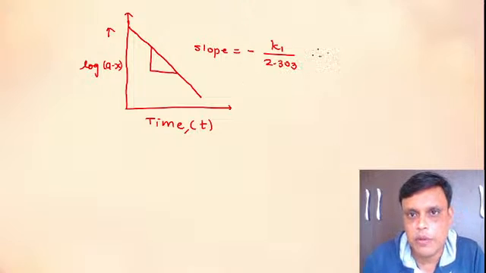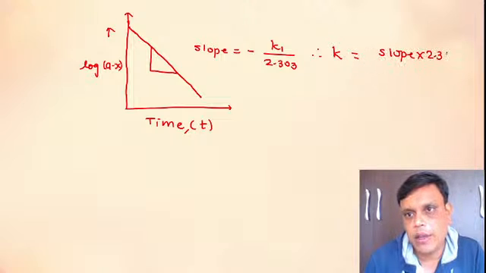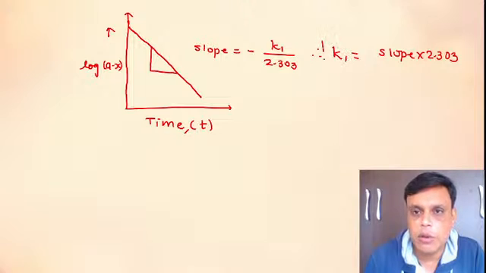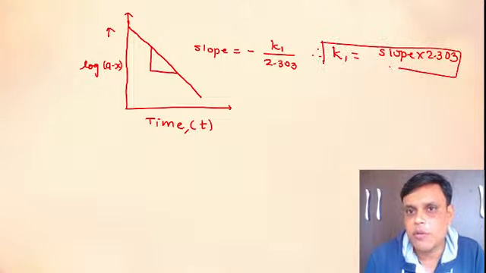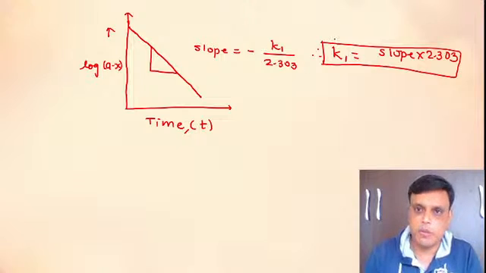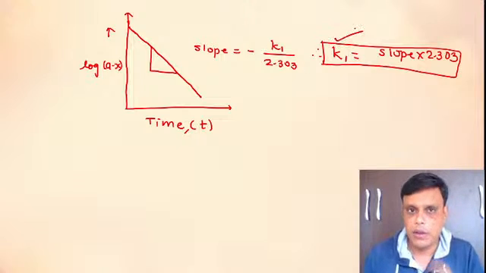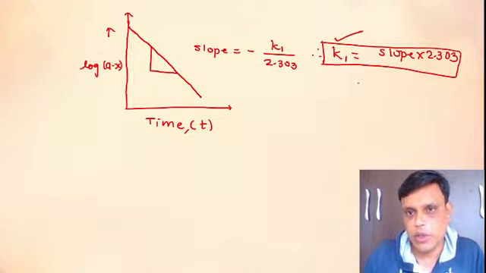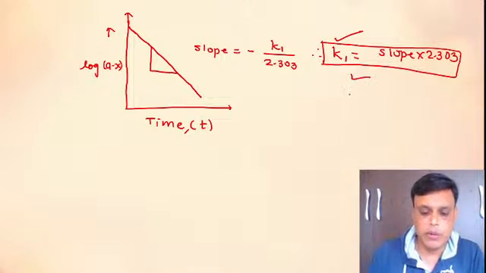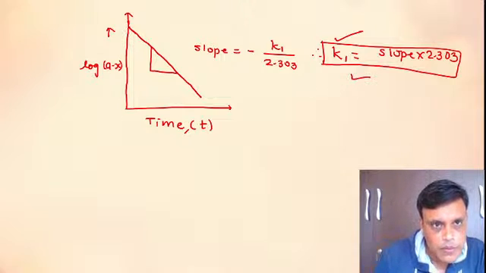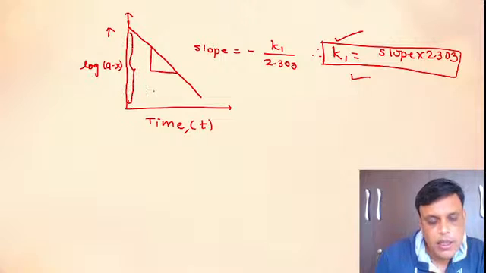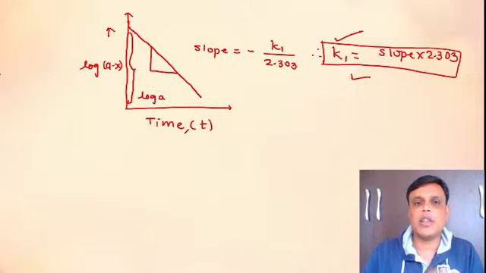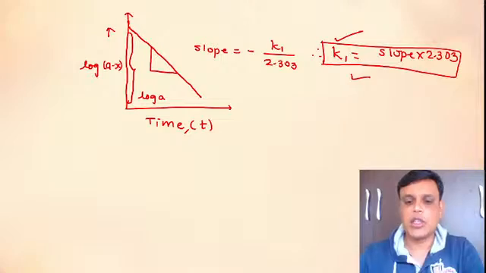And if we write in terms of k1, what will we get? Slope into 2.303. So by knowing the slope of the graph, you can find out the rate constant for this first order reaction by using this equation, which is very, very important. And now what is left? The intercept on the y-axis, that is log a. This is your intercept. So this is the nature of your graph.